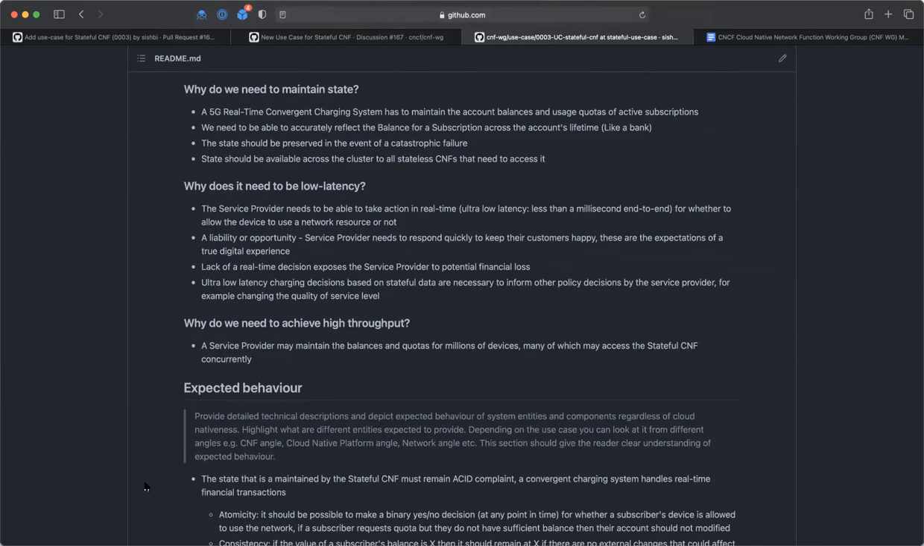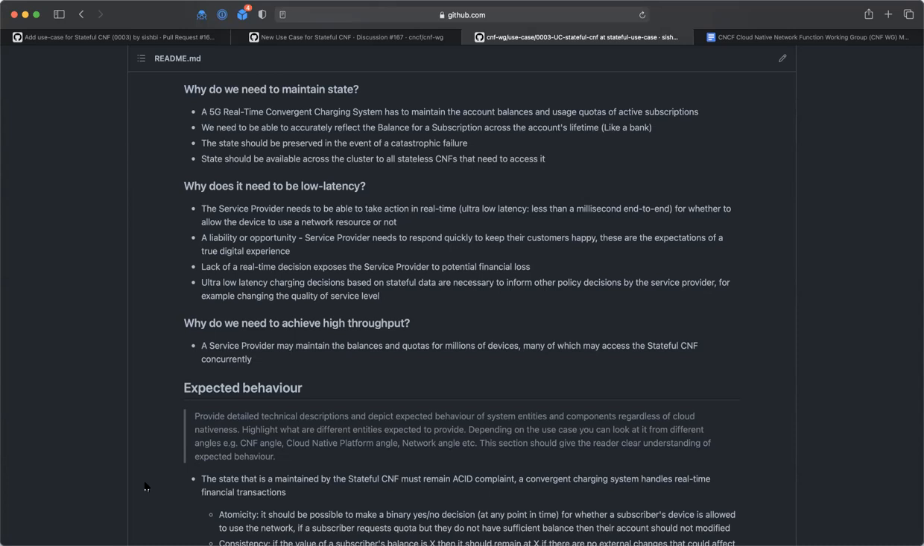So I'm going to talk about why the CCS needs to maintain state. A 5G real-time convergent charging system has got to maintain account balances and use quotas for all active subscribers, or all active subscriptions, I should say. The CCS needs to accurately reflect the balance of a subscription across the account's lifetime. State needs to be preserved in the event of any catastrophic failure. And the state should be available across a whole cluster of all stateless CNFs that need to access it. So in this scenario, the SMF needs to access the state at any point to determine whether the subscription is active and the device is valid.